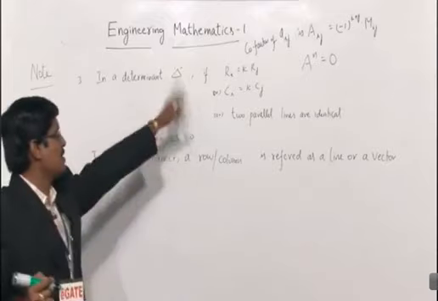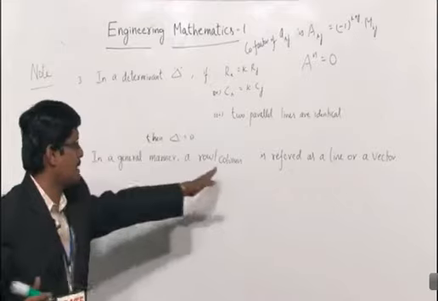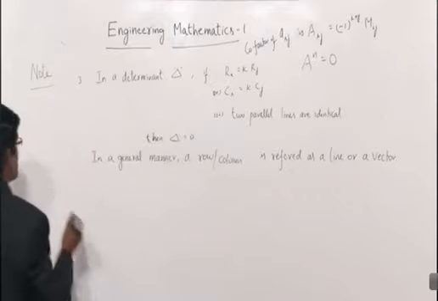So in these three cases, the determinant is 0 in a general manner. A row or column is referred to as a line or vector.